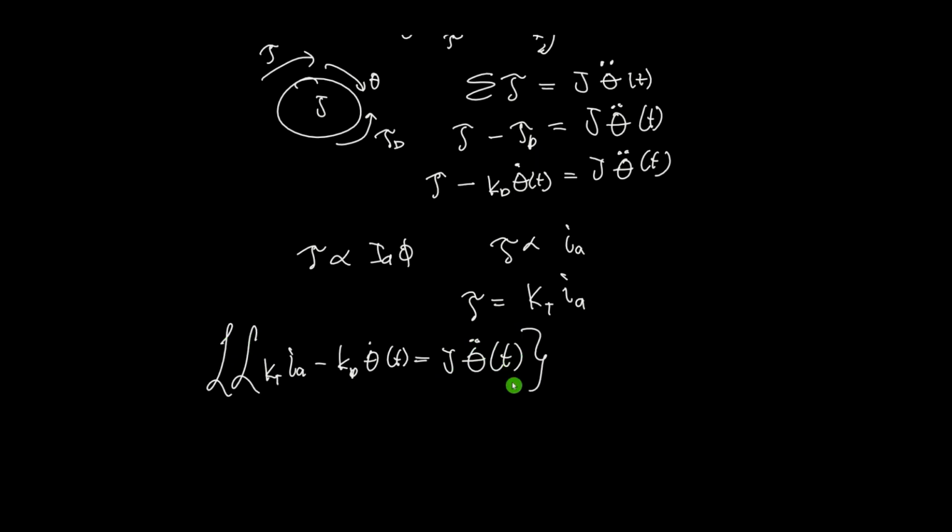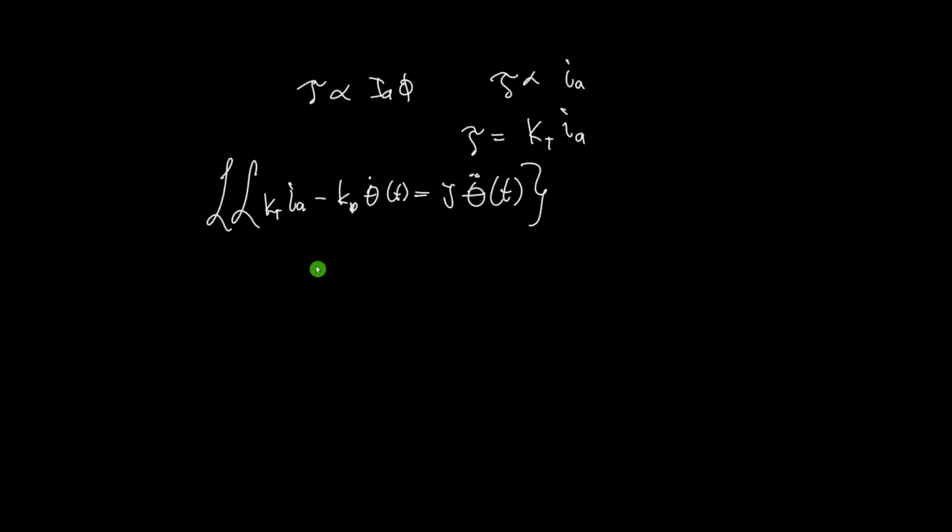So this will be equal to KT capital I_a minus KD. This is the first derivative, so I need to multiply it by s, theta of s, equals J. This is the second derivative, so this will be s squared, and with no initial condition, theta of s. Then this will be our equation 2.